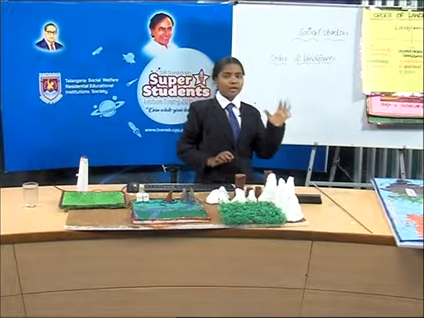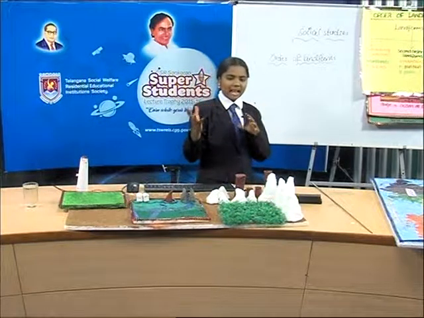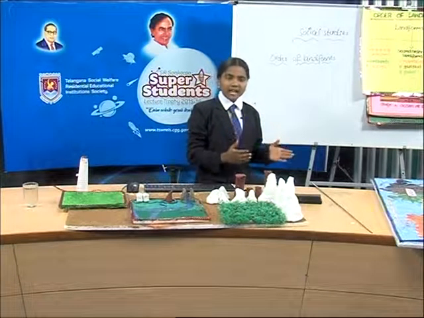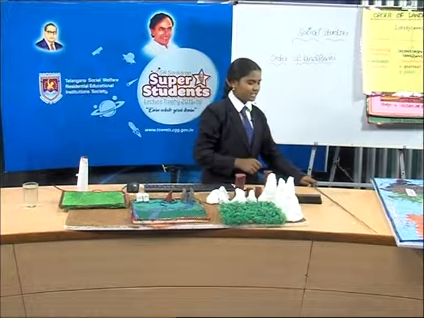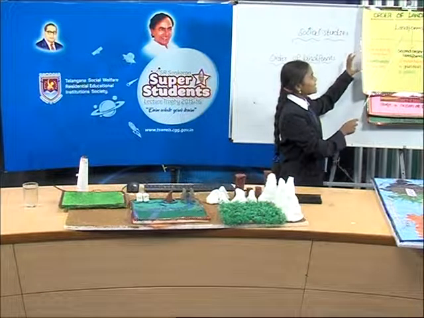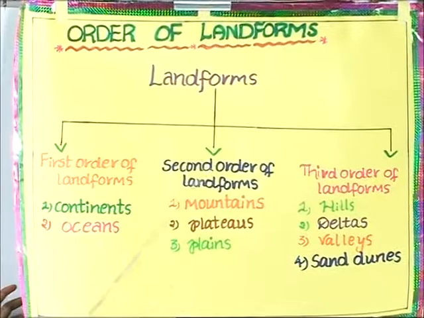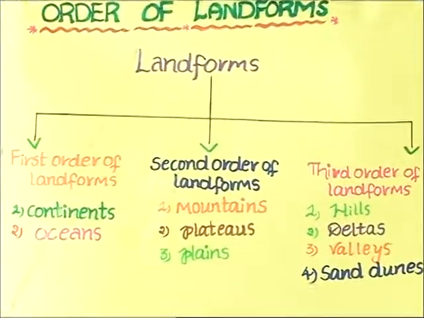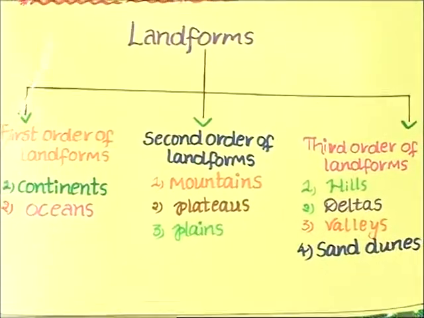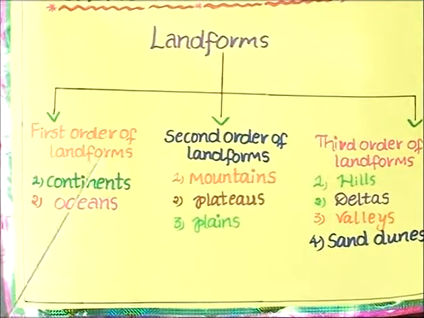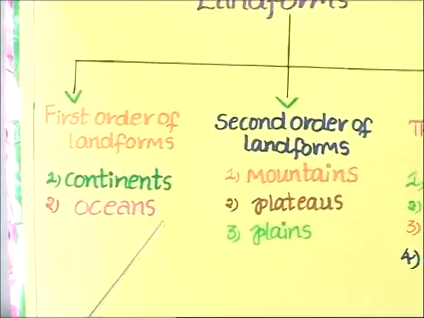Okay friends, after the formation of our earth, the landforms can be divided into 3 categories. Let's learn what the landforms are and how they have formed. See friends, here these are the landforms: the first order landforms, second order landforms and third order landforms. The first order of landforms is divided into 2 categories. They are the continents and the oceans.